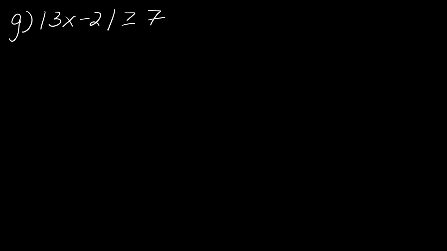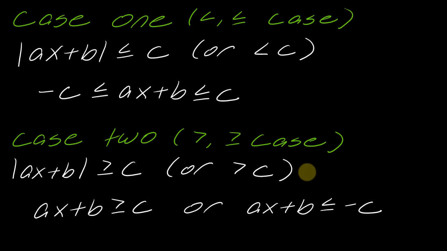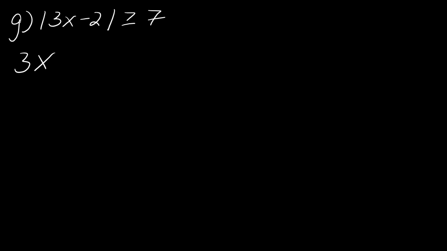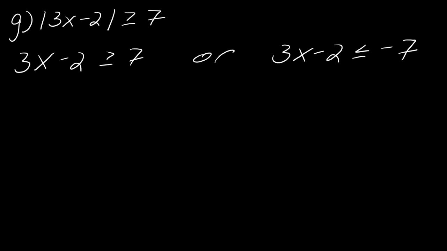Okay, so now I have my absolute value on the left side, and I have a greater than. So hopefully you're starting to see these cases. For the greater than case, I'm going to have the OR set up. So let's go ahead and do that. This is going to be 3x minus 2 is greater than or equal to 7, or 3x minus 2 is less than or equal to -7. So now I can go ahead and solve.